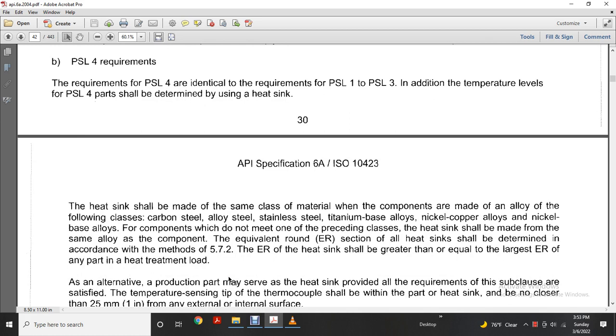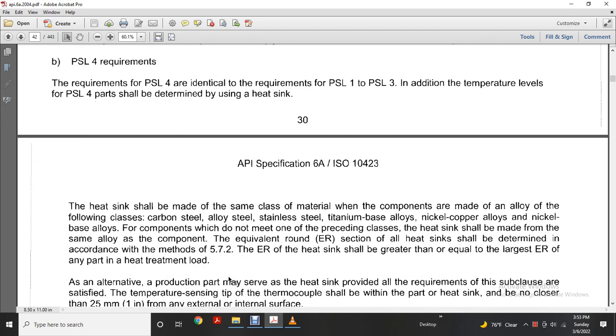any alloy within the following classes: carbon steel and alloy steel, stainless steel, titanium base alloy, nickel, copper alloys, nickel base alloy. Components that do not meet the preceding classes of the heat sink should be made from the same alloy as the component of equivalent round section, with the heat sink determined in accordance with the requirements specified in 5.7.2.